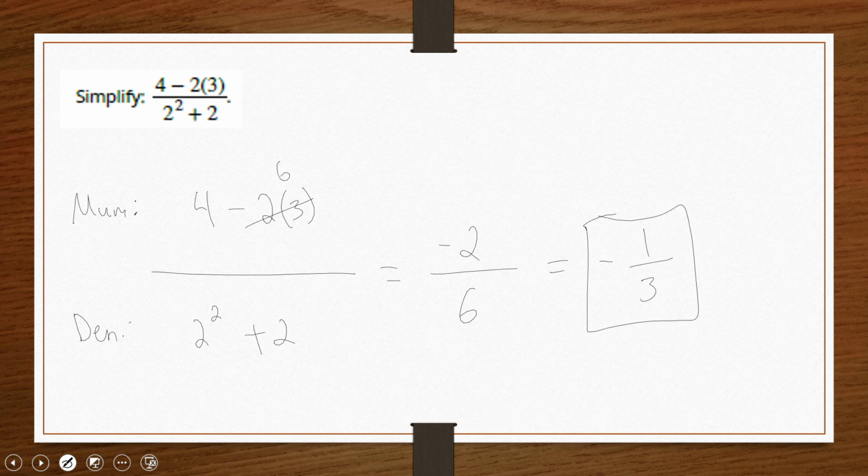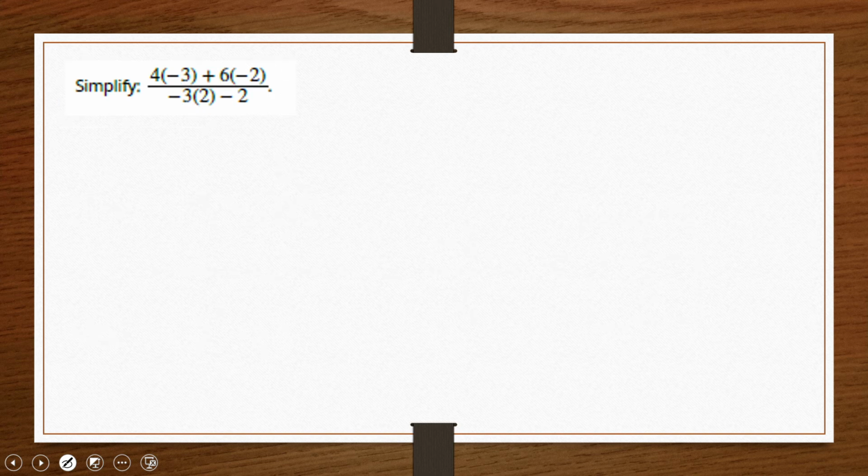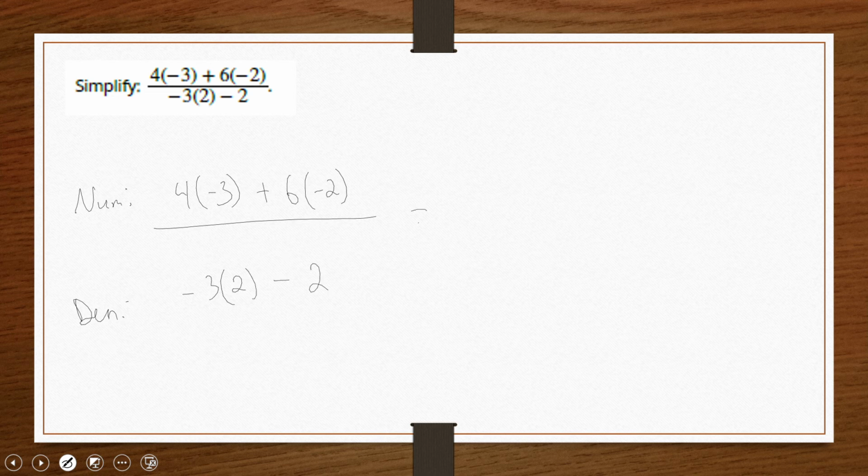Let's practice one more of these and take a look at the example we have here. Now we have another simplified question. We want to simplify this fraction. So focusing in on one piece at a time, my numerator value here, I have 4 times negative 3 plus 6 times negative 2, so several operations going on there. For my denominator, I have negative 3 times positive 2, and then we subtract 2. So just looking at that numerator, I have 4 times negative 3 is negative 12, and positive 6 times negative 2 gives me negative 12 as well.